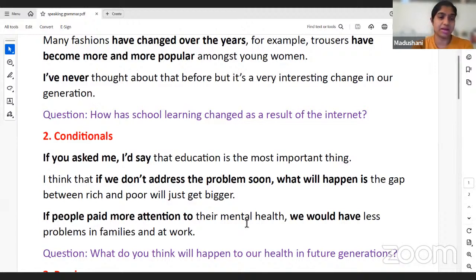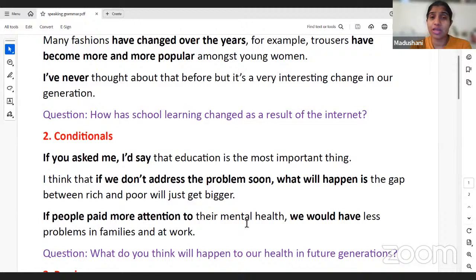I think that if you don't address the problem soon, what will happen is the gap between rich and poor will just get bigger. So this is type 1 conditional. Present and future joined. If people paid more attention to their mental health, we would have fewer problems in families and at work.